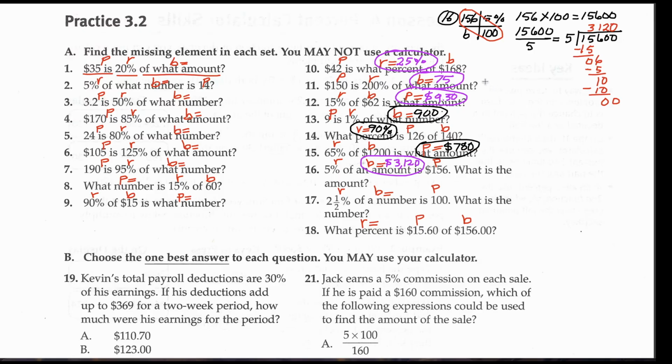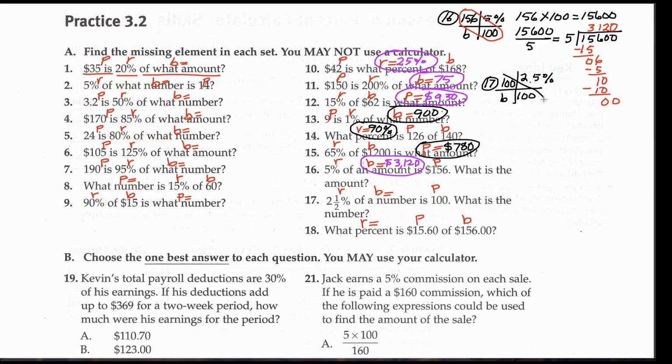Number 17. Let's put number 17 here. Okay, big plus. 100 goes here. Okay, R is 2.5%. That is the same as 2.5. Why don't we put 2.5? Of a number we don't know, so that's B right here. Is P, which is 100. Then what do we do here?